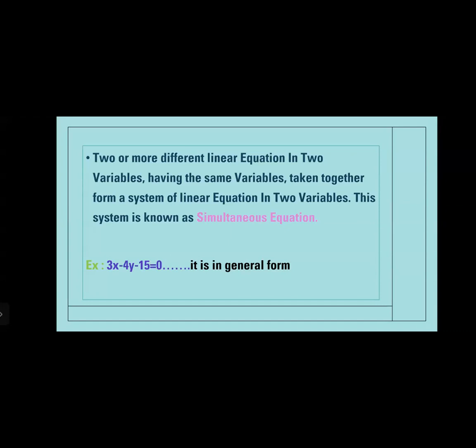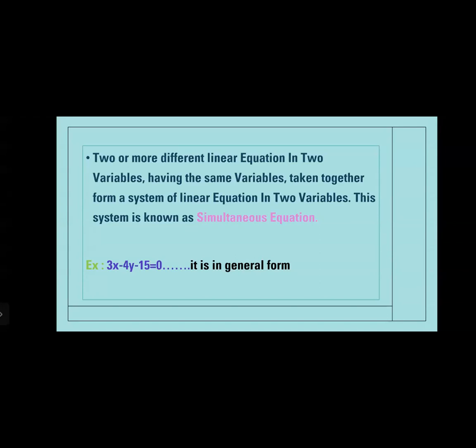This system is known as what? Simultaneous equation. I told you that it is nothing but two equations given in two variables, and we need to solve those two equations together, and that's why it is called simultaneous. We will be solving by different methods to get a unique common solution. Now you can see the example, that is 3x minus 4y minus 15 equals 0.